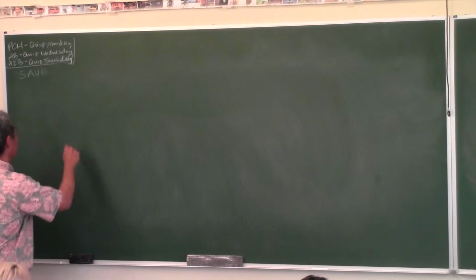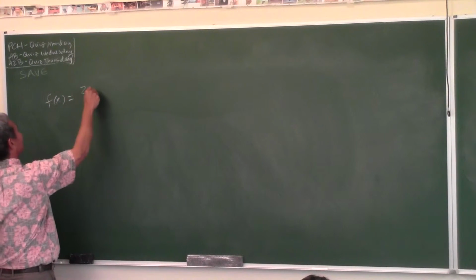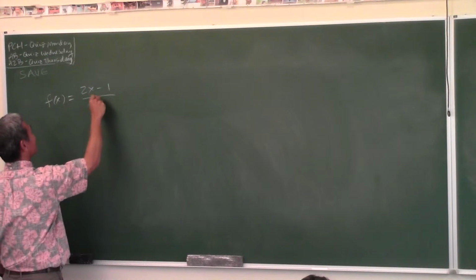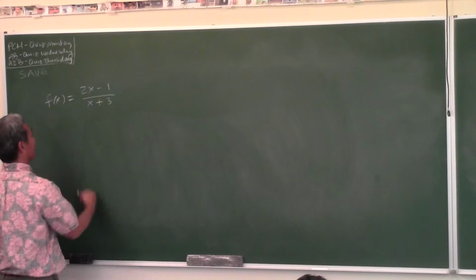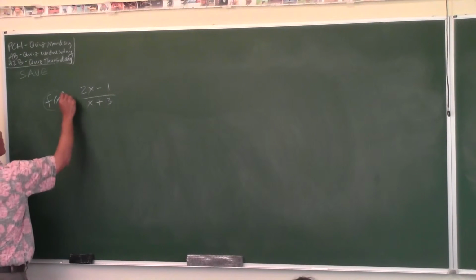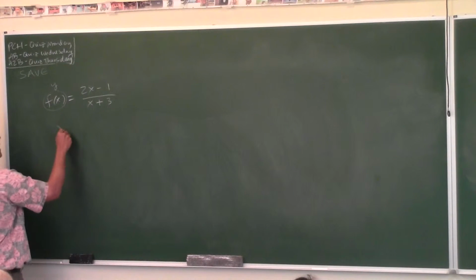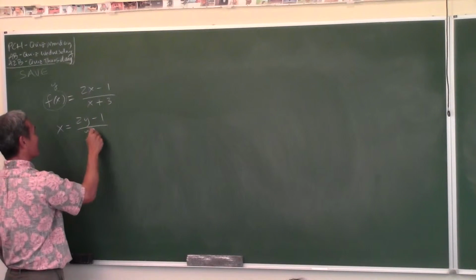Okay, here we go. f of x is equal to, okay, let's make it kind of simple, 2x minus 1 all over x plus, give me a number. 3. 3 then, okay. Find the inverse. So this is like y. So how do you find the inverse? Switch the x's and y's. So x equals 2y minus 1 all over y plus 3.